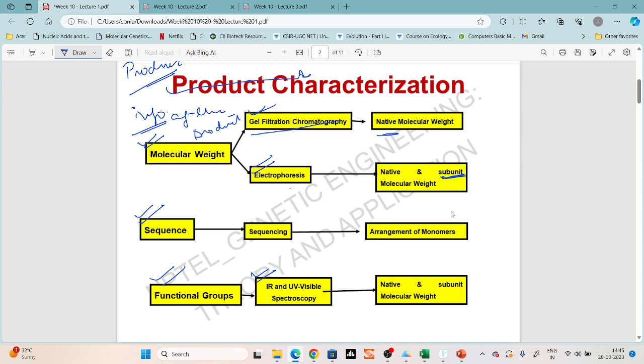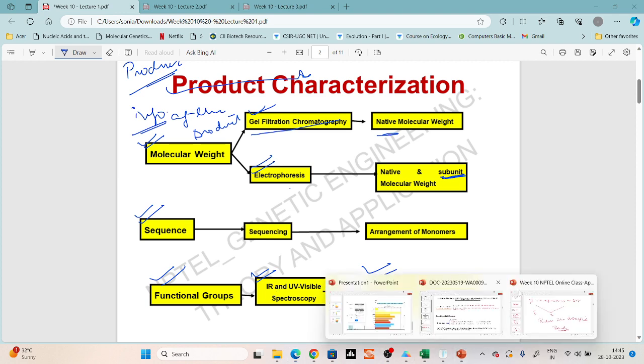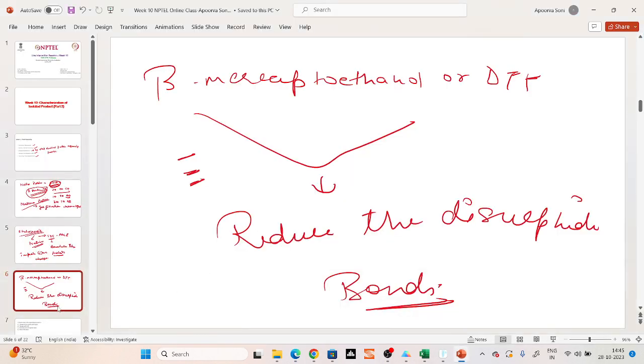Okay, then the second one is sequence, and the third one is functional groups. Functional groups can be determined with the help of infrared or UV visible spectroscopy, and you can also determine the native and subunit molecular weight of the functional groups. Now comes the question: why is it important to know the functional groups?